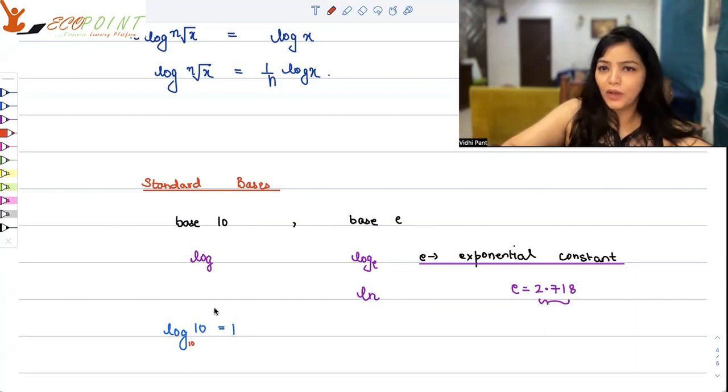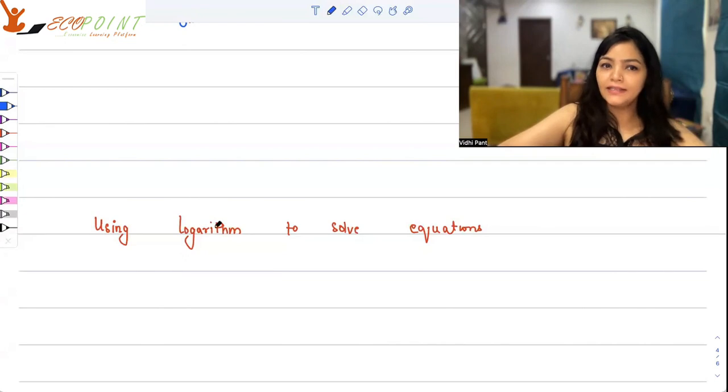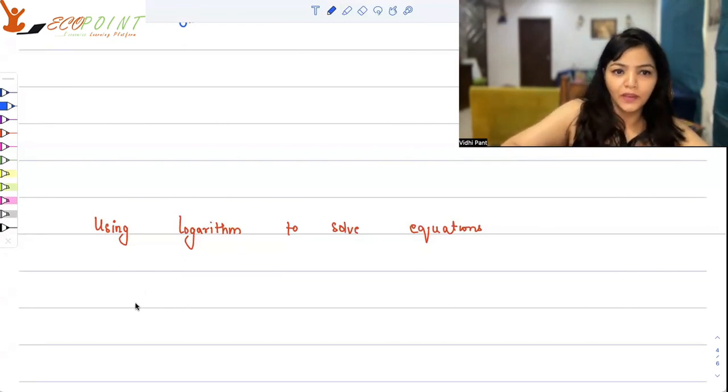That's, of course, what is the power of 10 that you require? 1. Similarly, the natural log. So what is ln e? This means that ln means that the base is e. So what is the power of e that you require in order to get e? It's 1. So these are the two important points here. Finally, let's try to use logarithm in order to solve certain equations.